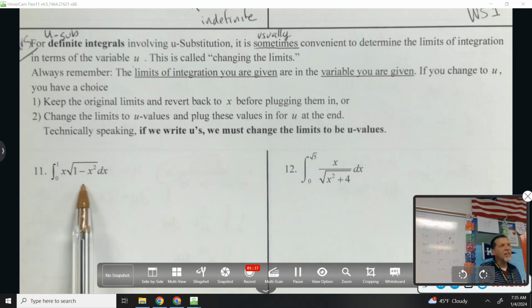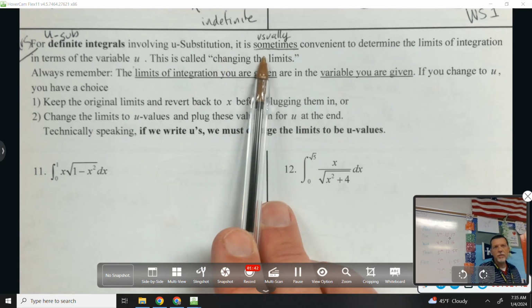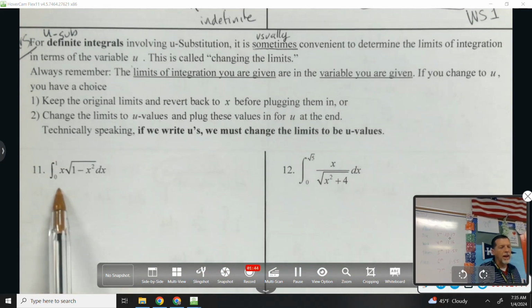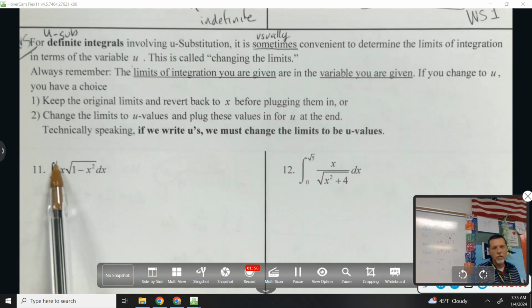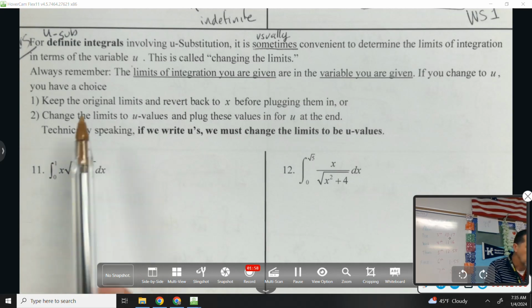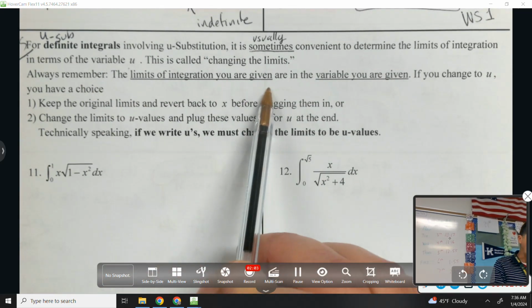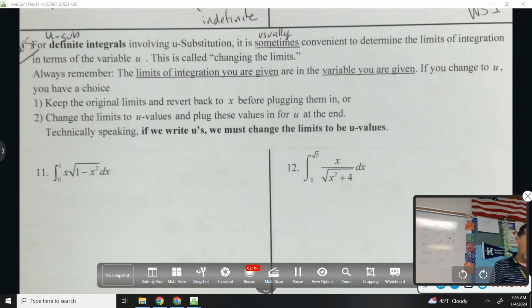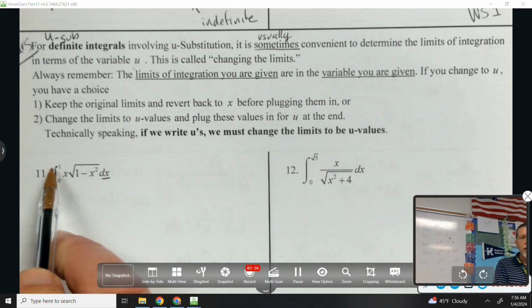When we change this thing to u, we also have to change the limits. We need to change that upper and lower bound from x equals things to u equals things. So the extra step is, don't change all of this to u and then leave x limits. If you change this stuff to u, you have to change the limits to u as well. The limits of integration you are given are in the variable you are given, right? So if this is an x problem, then that's x equals 0 and x equals 1.